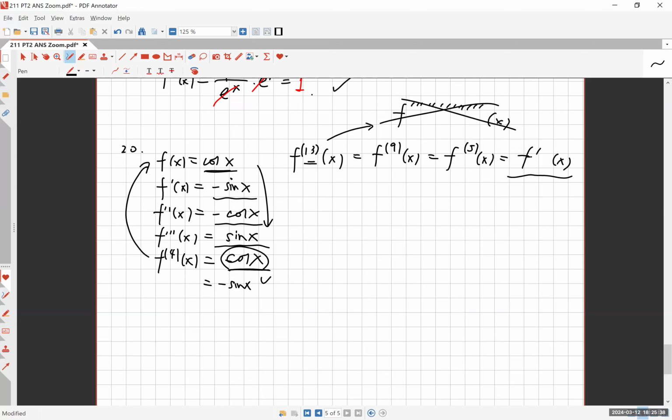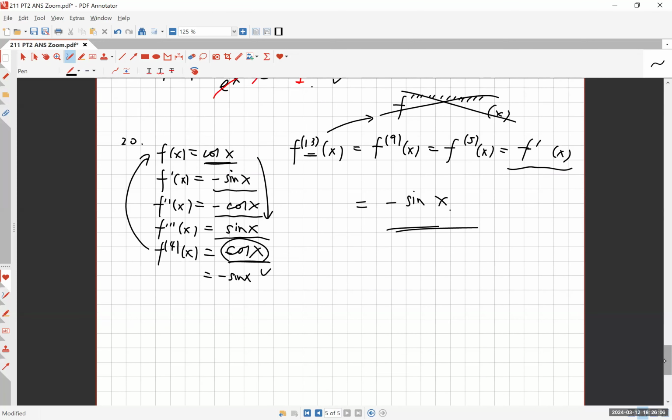And so it will be equal to the first derivative of f, which is negative sine of x. And so that's all you have to do. You definitely do not want to take the derivative 13 times. The point of this exercise is not to differentiate this 13 times. What happens if it's like 3,013 times, and the answer will still be the same, right? So make sure you see the pattern because pattern recognition is one of the most important things that you learn in mathematics.